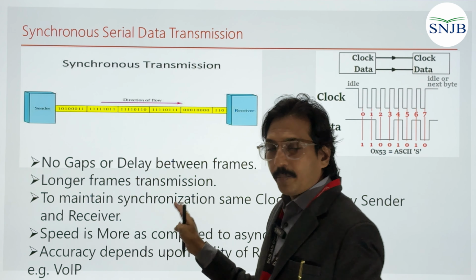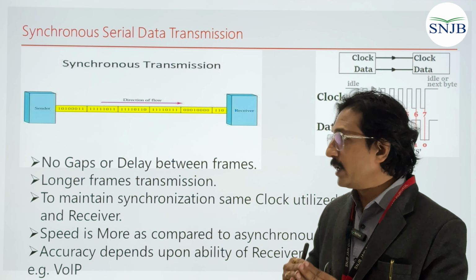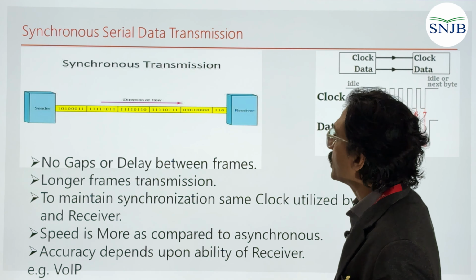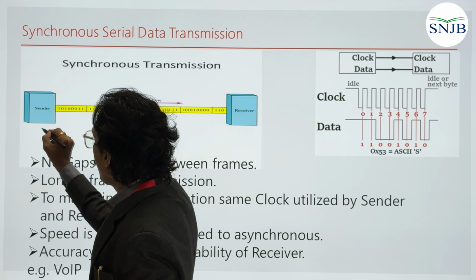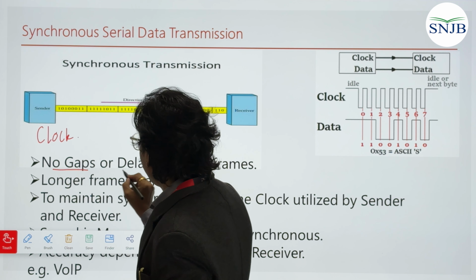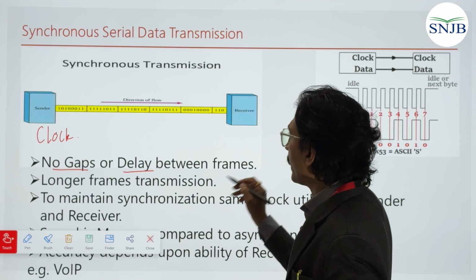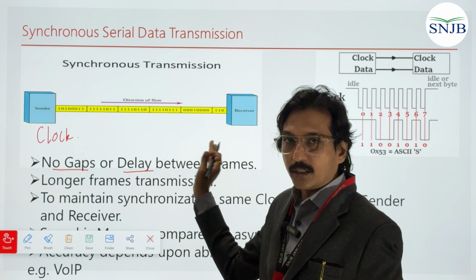Now the last small topic of this 3.1 is synchronous serial data transmission. Sender and receiver both follow the same clock. No gap is there, no delay between the frames. Frames are contiguous, so continuous data is transmitted.